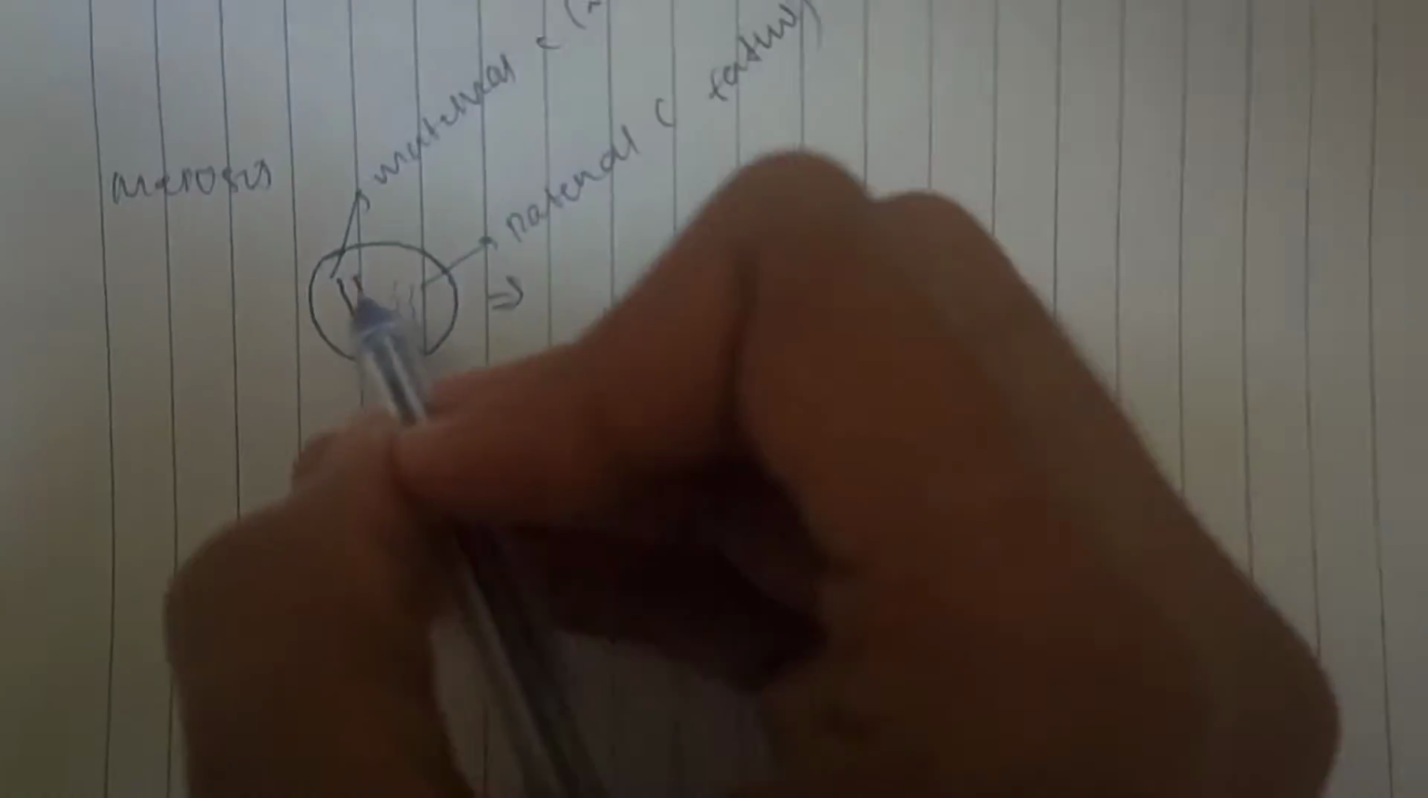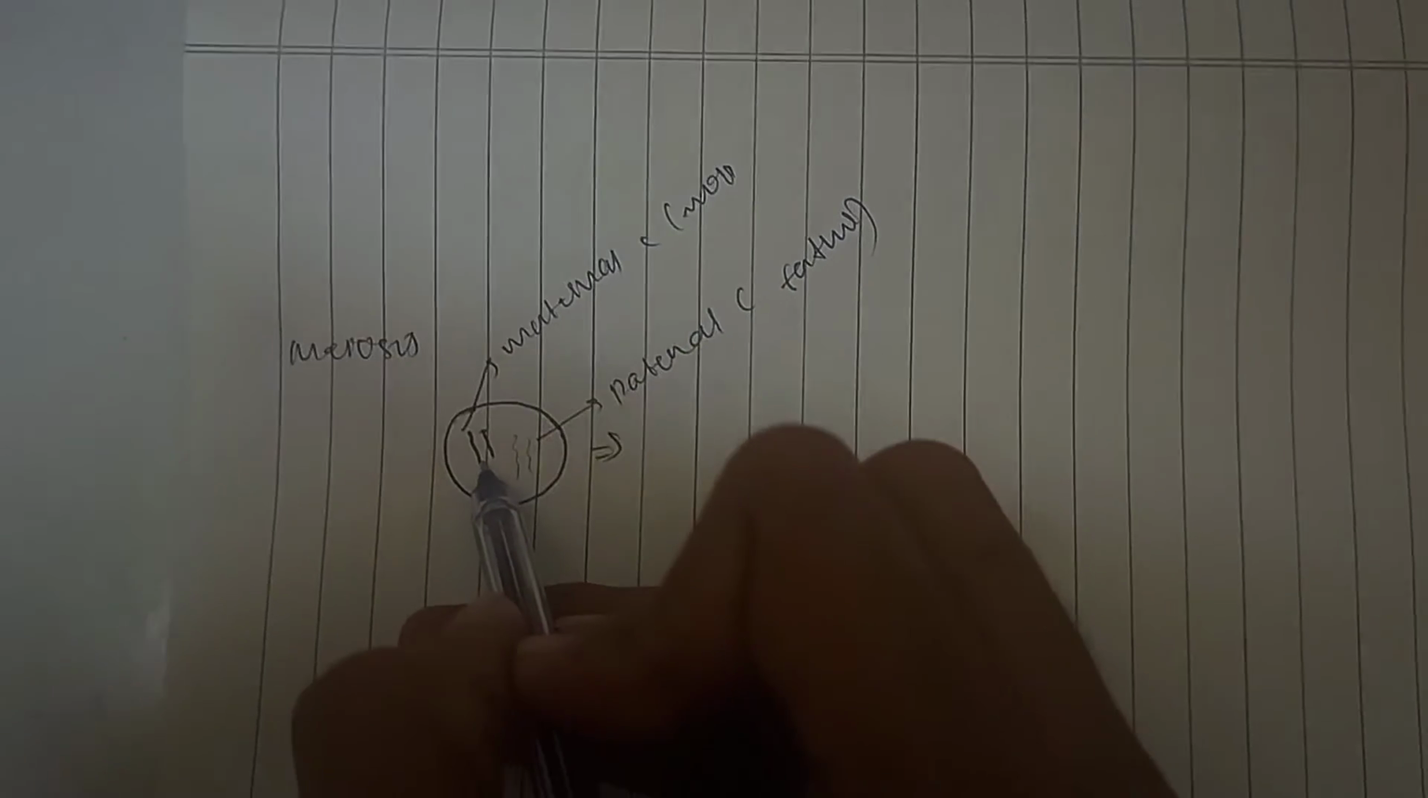Let us consider this as a maternal chromosome and this as a paternal chromosome. Maternal is from the mother and paternal is from the father, okay? So in this meiosis process, these are from the mother, 2 chromosomes, 1, 2.